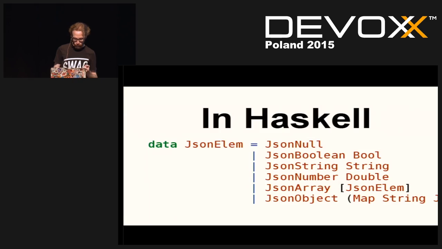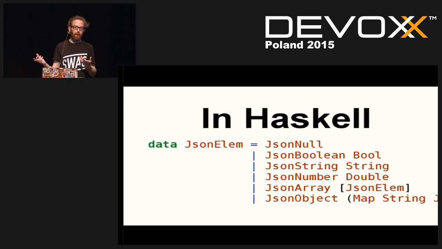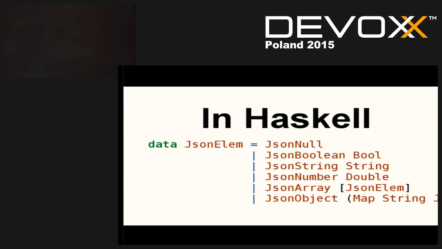In Haskell, it's quite easy to implement because there is direct support in the language for that. You're saying it's either a null or a Boolean or a string or a double and stuff like that. And the number of available JSON values is 1 plus 2 plus the number of strings, plus the number of doubles, plus the number of other JSON values. So it's basically infinite with constraints on memory, but that's how it behaves as a sum.